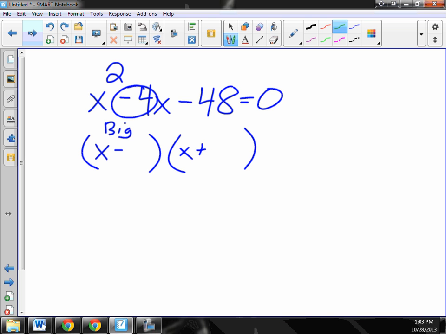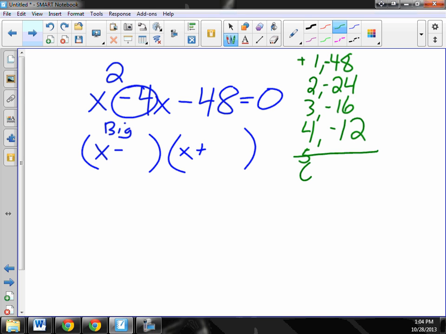So let's factor 48. 1 and 48. Now, I know that this one is going to be plus and this one's going to be minus. Does this work? No. So 2 and negative 24. Does that work? No. 3 and negative 16. Nope. 4 and negative 12. So 5 doesn't work. 6 and negative 8. Does that work? Nope. 7 doesn't work. What does that mean?